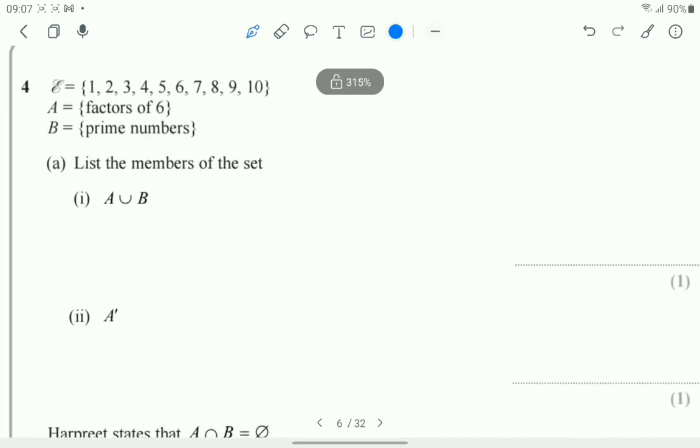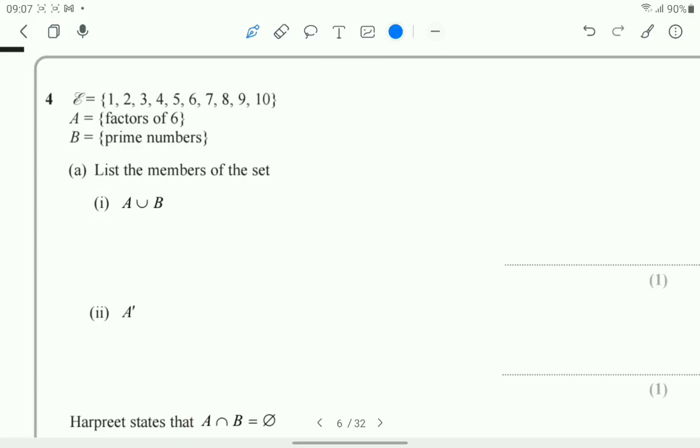So we have question 4. It gives us a set from numbers 1 till 10, and we have set A, which are factors of 6. So these will be 1, 2, 3, and 4, and 5 are not included in this. So 1, 2, 3, and 6.